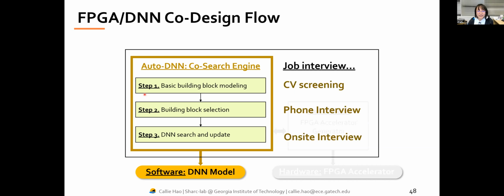Let me give you an analogy. These 3 steps are just like a job interview. You cannot expect to go to an on-site interview at the first shot. Typically, the HRs will do a CV screening and filter out some candidates, and then they will do a phone interview, pick some promising candidates again, and invite them for an on-site interview. This is exactly the same as what we're doing here. We have 3 steps, and at each step, we're filtering out some unpromising candidates so that we don't have to deal with the huge design space.